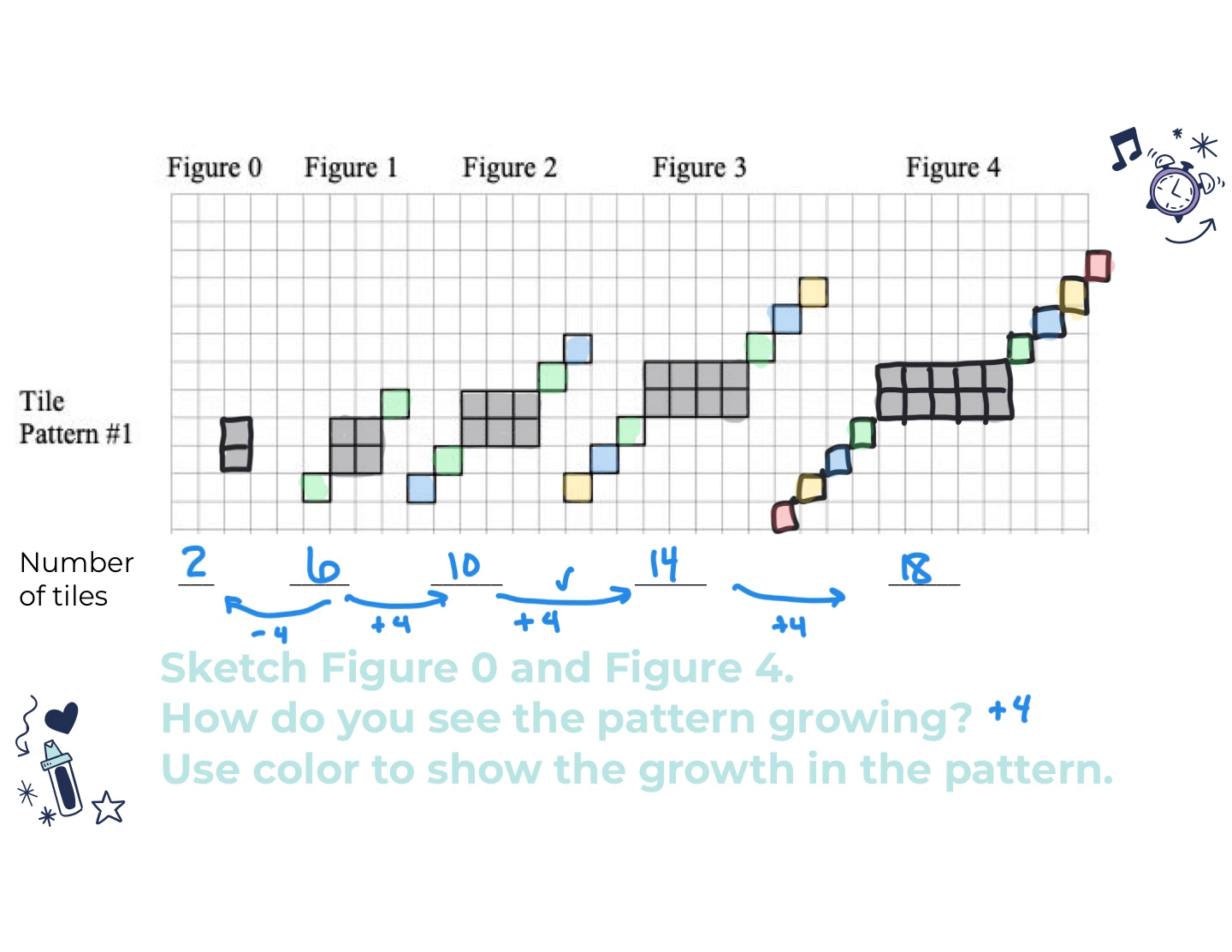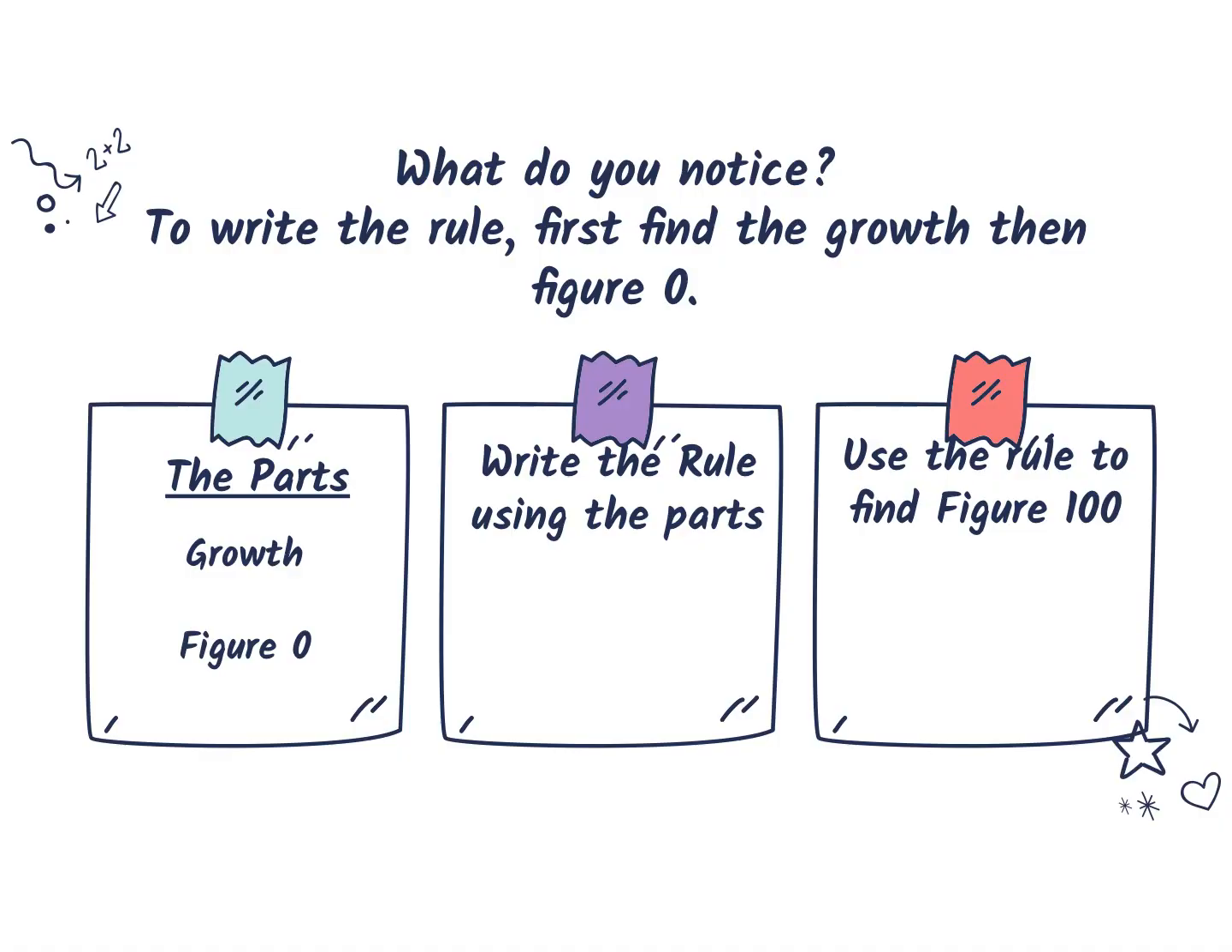So I used color to show the growth in the pattern. I was able to support my growth using the hypothesis of the +4, and that is how you go ahead and do that. So let's keep in mind that in figure 0 we had 2, and then we had a growth of +4 as we move to the next slide. So what do you notice? We're going to write the rule using the growth in figure 0, and then we're going to use that rule to find figure 100. So our growth, if you remember correctly, was +4.